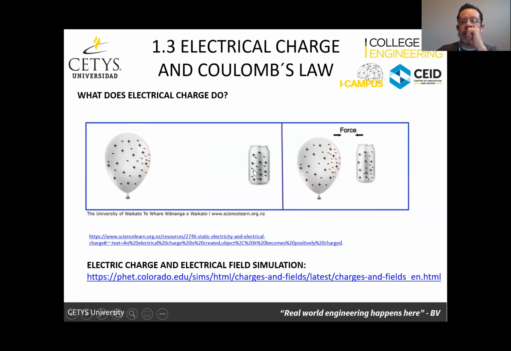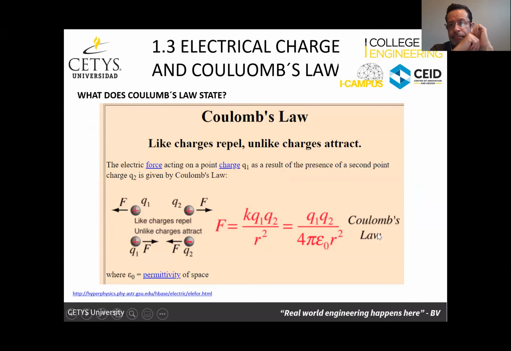And so these interactions are going to generate that force. Now, that force is going to be defined by what's called Coulomb's law. And this is where we're going to start getting into the math. Like charges repel, unlike charges attract, or opposites attract, likes repel. And Coulomb's law defines the relationship that exists between two charged particles and the force that interacts between them.